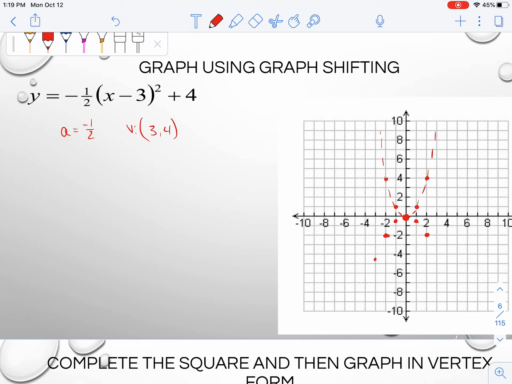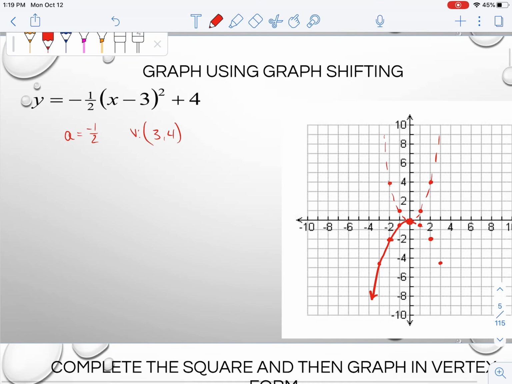These would become 4.5. So I would have points here and here. I don't need those necessarily. I'm just putting them in for illustration purposes, so that I have a better picture of my graph. Okay, now I want to shift this entire graph 3 units to the right and up 4 units.